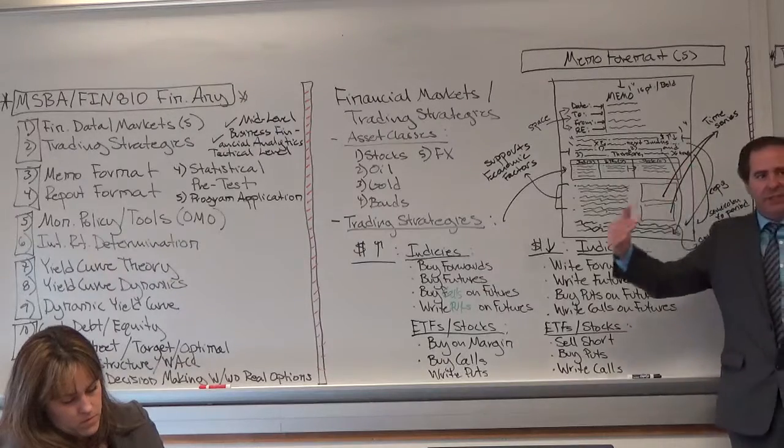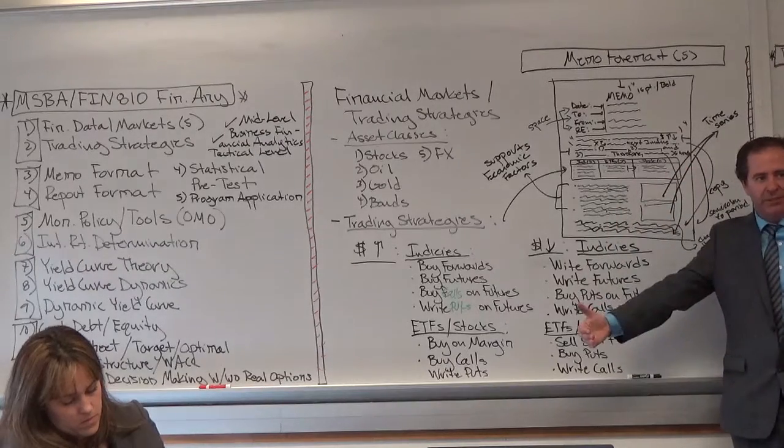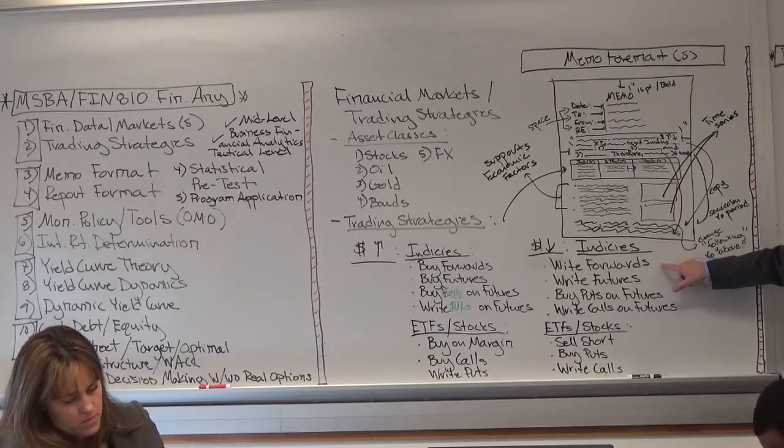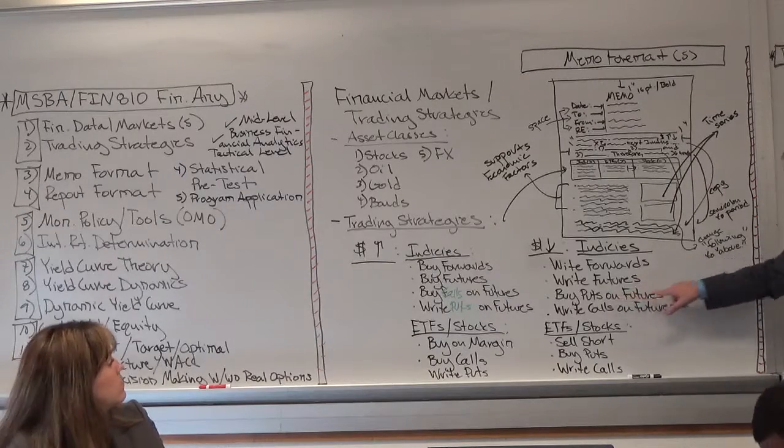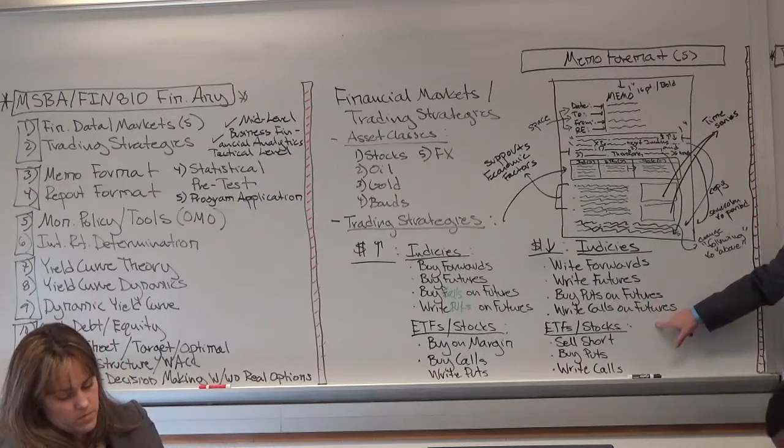If you think that prices are going to go down, you're forecasting them to go down, then you would write the forward contracts, write the futures, buy the puts on the futures, write the calls on the futures.